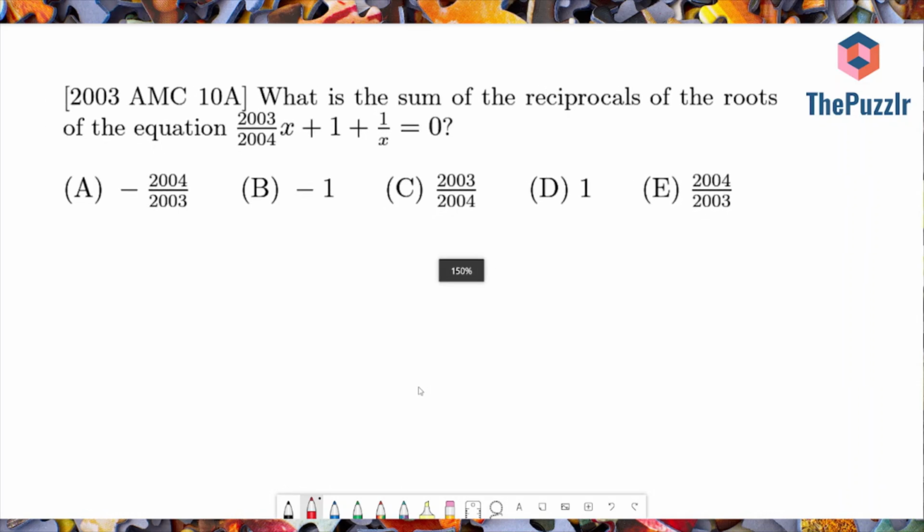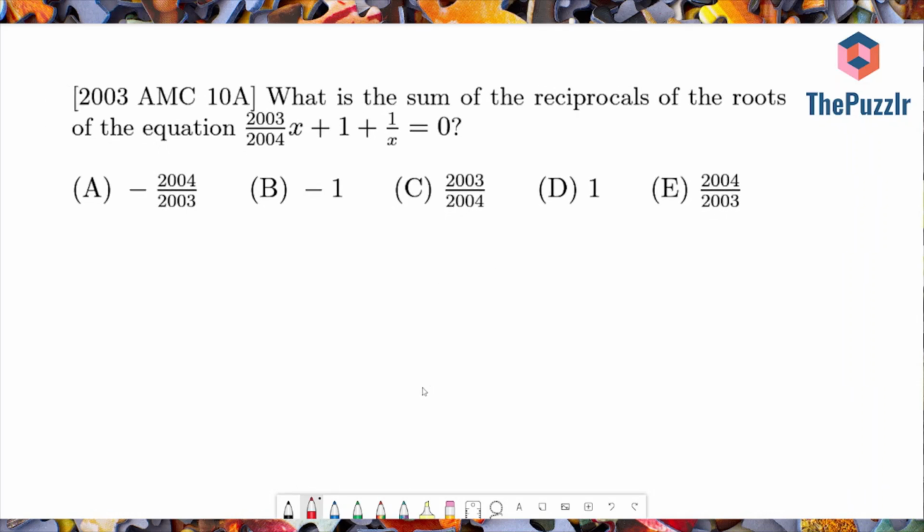What is the sum of the reciprocals of the roots of the equation 2003 over 2004 times x plus 1 over x equals 0? Now, this isn't even a polynomial, because remember, polynomials must have x to non-negative powers, and here we have x to the power of negative 1. So what does that mean? How do we go about solving this question? Well, let's multiply everything by a term of x. If we do that, stuff will start canceling out. We just have to make sure that x is not equal to 0.